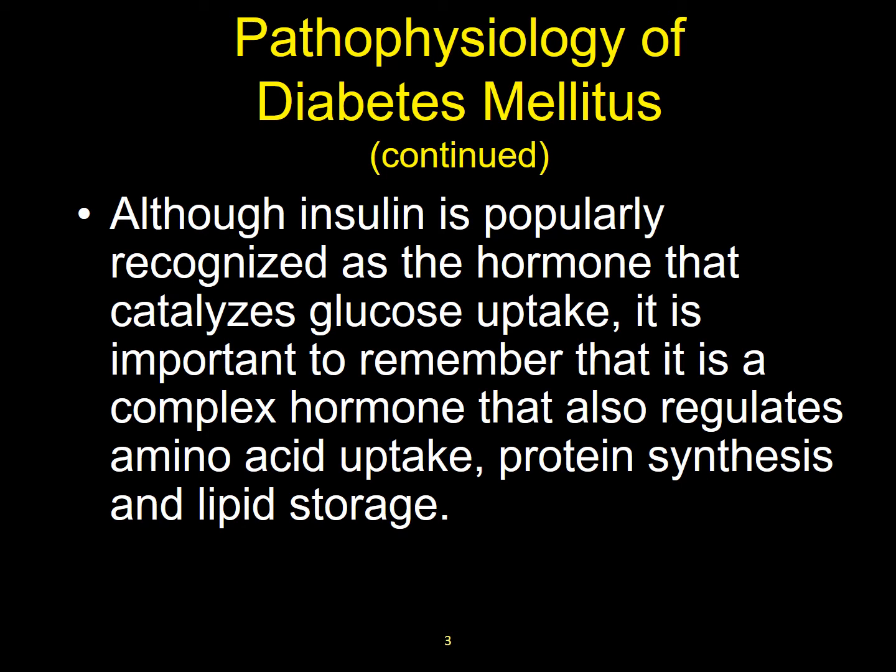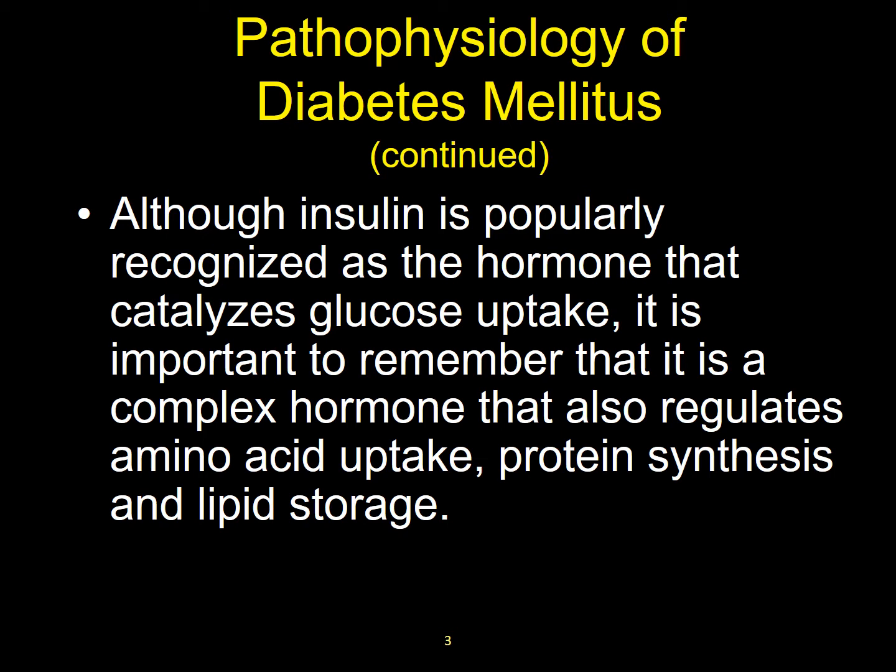Okay, so talking about insulin, a few words about insulin here. It is popularly recognized as the hormone that catalyzes glucose uptake. In other words, you know that if the serum glucose is high and you give a patient insulin, the serum glucose will go down. That's because insulin allows cells to take glucose out of serum into the intracellular environment, where it will either be used as a fuel source or it will be converted to some storage form and stored for if the patient needs it later.